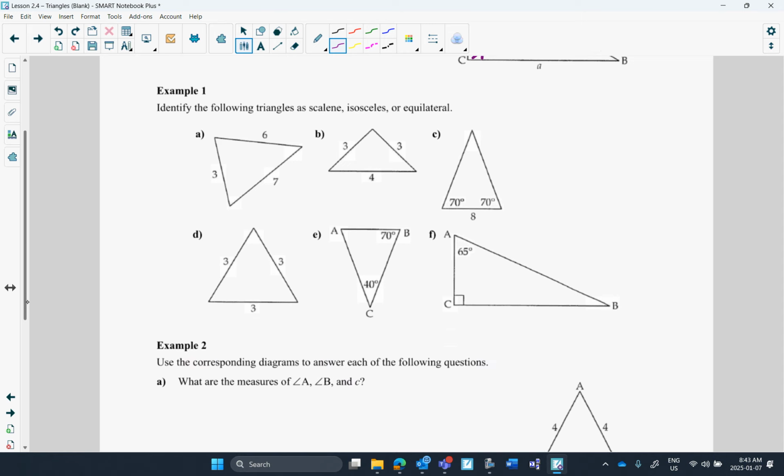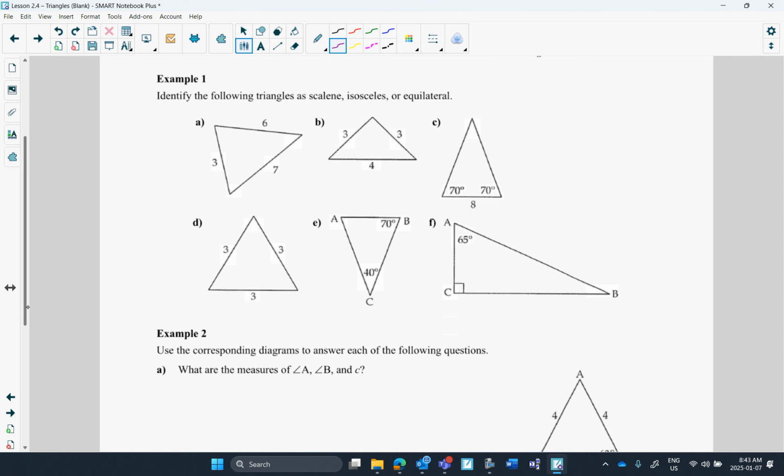Okay, so just to reinforce this with some examples, you are asked to look at each of the triangles, and you're given sides or angles or sides and angles, and you're asked to name them as scalene, isosceles, or equilateral. What would the first one be? Scalene. All sides are different. B, isosceles, because two sides are the same.